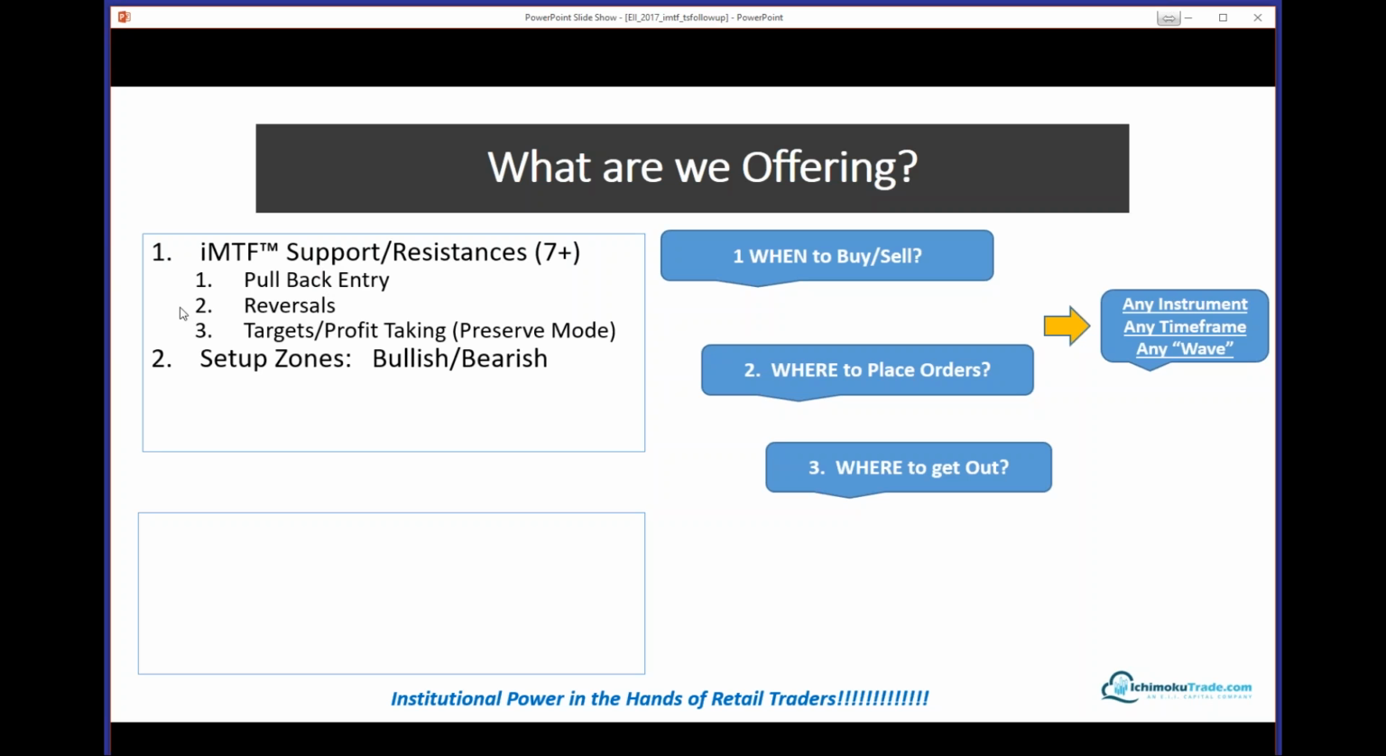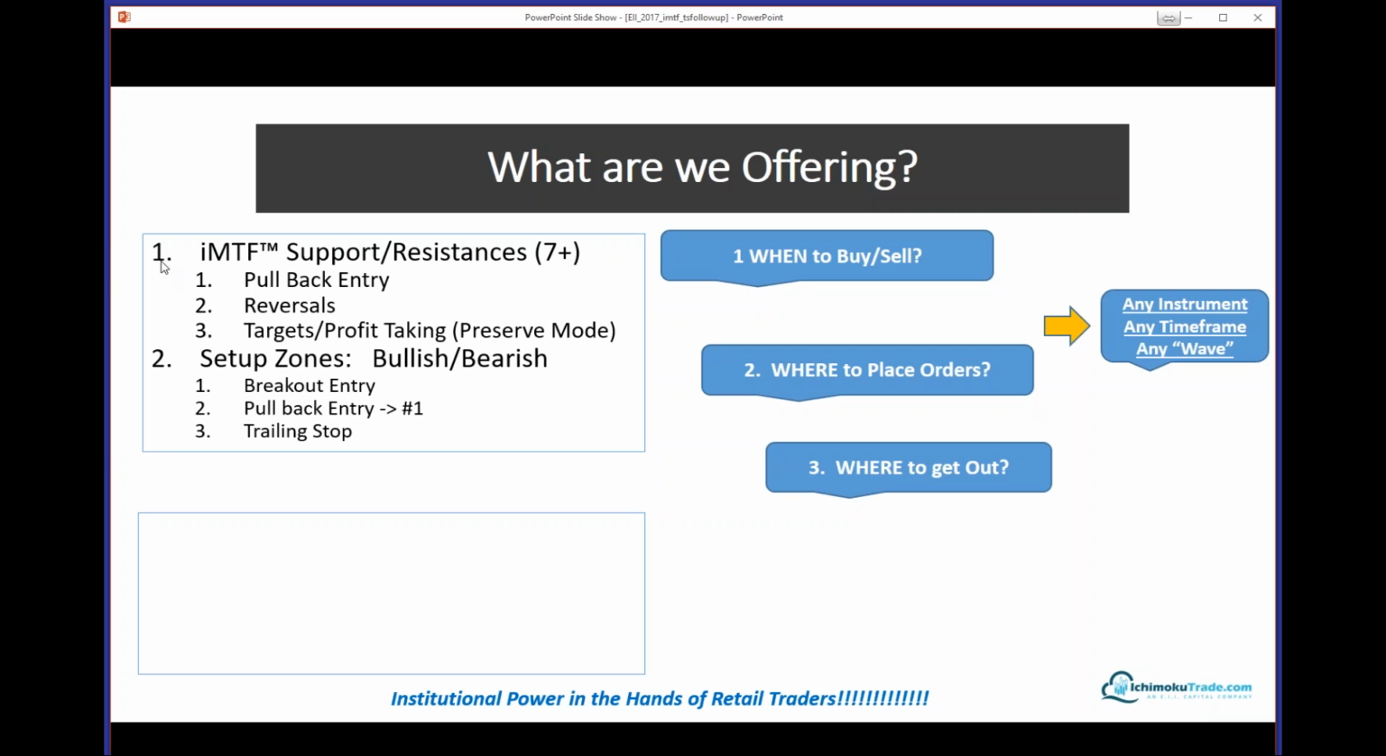The second thing we're also offering is we're going to show you exactly where the setup zones are, bullish and bearish zones. These zones are pretty much for trend trading. So this allows you to get into the institutional wave going bullish or the institutional wave going bearish. When we give you these setup zones, we're going to give you the exact breakout entry that you need to look at to enter. You're also going to know the pullback entry, which is from the IMTF support resistance values. And you're also going to know the trailing stops. We're going to give you a visual dot that'll show you exactly where the stop is always going to be.